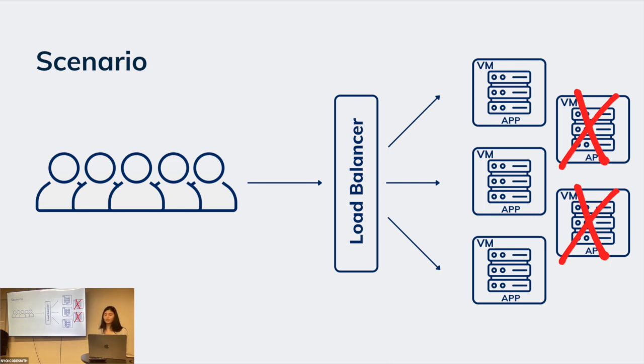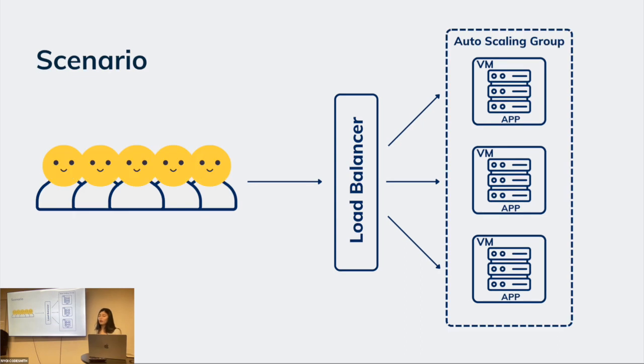This process is an example of manual scaling, which can be repetitive, tedious, and unreliable. So we can actually automate the process of scaling in response to the changing demand by using an auto scaling group. Once again, the users are happy because their requests are fulfilled.